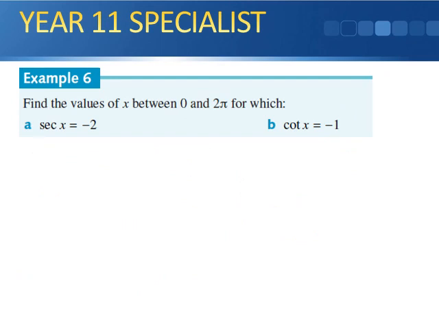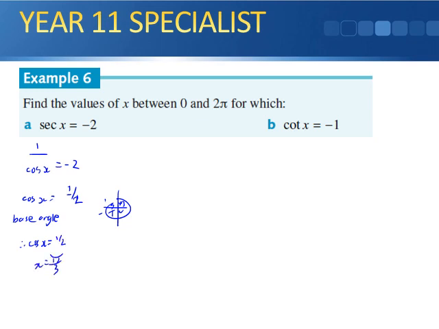Find the exact value. So again, we've got to use the rules. So 1 divided by cos x equals negative 2. Let's flip it. So cos x will equal negative a half. Base angle, if we work out our base angle, where is cos negative? Well, cos is negative in there and in there. Therefore, cos x will equal a half, gives me x equals pi over 3.